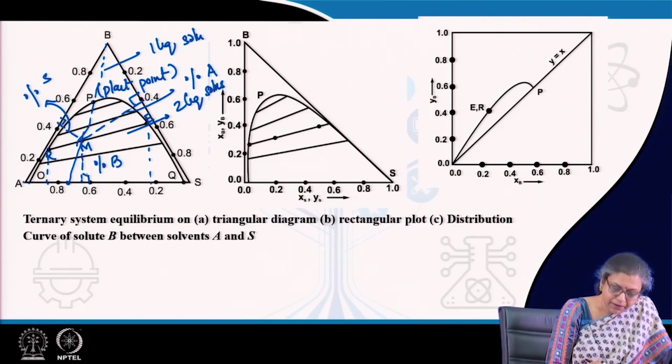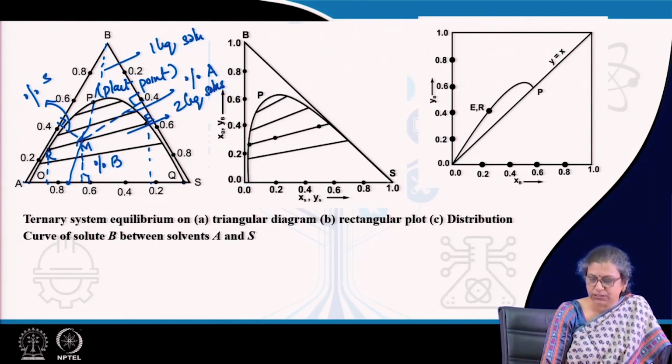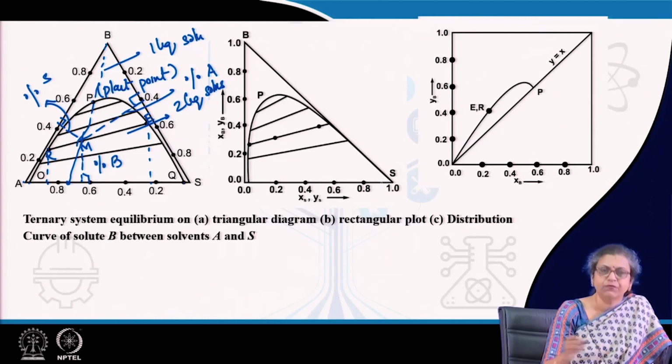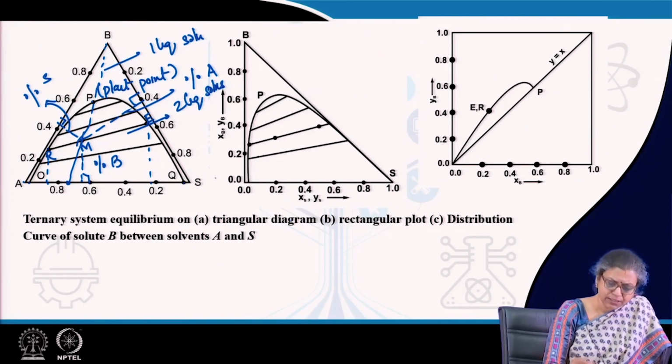Now, there is another much more convenient way of expressing the ternary system equilibrium, where we can express the compositions on a rectangular plot or in a right angle triangle, where the composition of component B in the raffinate and the extract phase are denoted by the y axis. Composition of S in the raffinate and the extract phase are denoted on the x axis, and by difference from these we find out the composition of A.